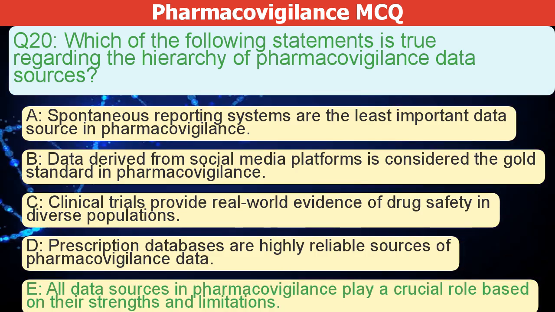The correct answer is E. All data sources in pharmacovigilance, including spontaneous reporting systems, social media platforms, clinical trials, and prescription databases, play a crucial role in monitoring and evaluating drug safety. Each contributes valuable insights based on its strengths and limitations.